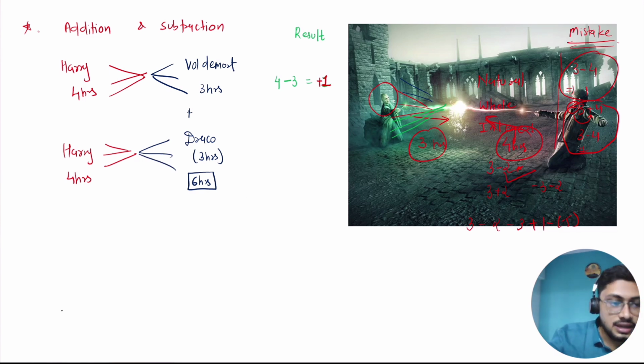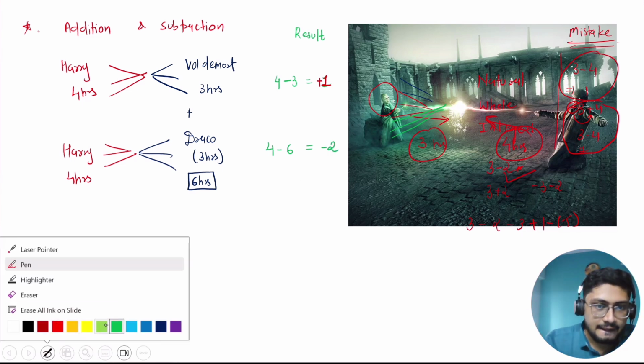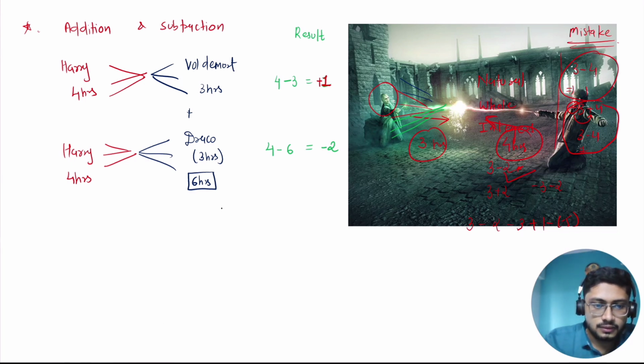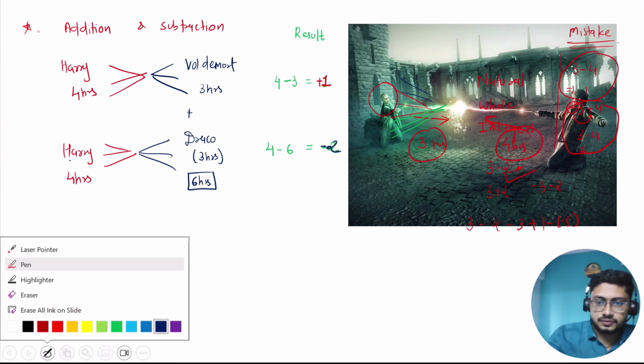Who is going to win? Yes, you have the answer in your mind. 4 is plus, 6 is minus. So answer is what? Minus 2. You know that now. How? Minus 2 is here because the negative power is more. So minus 2 is there. That's why minus 2.